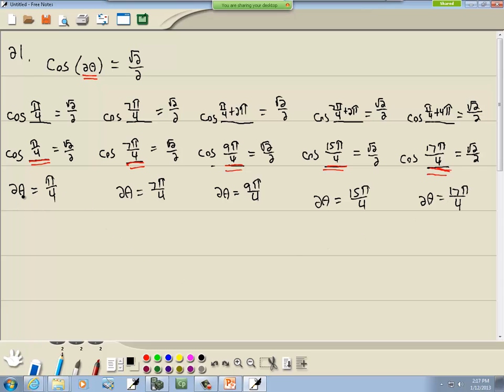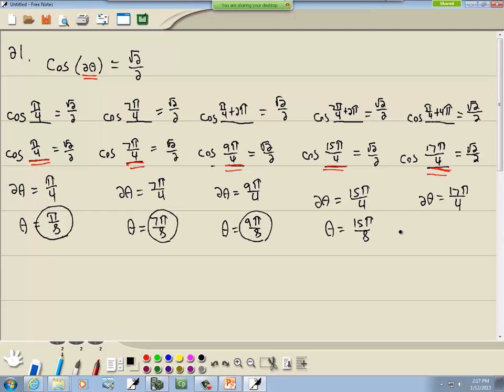Okay, now we want to solve for theta. We can multiply both sides by 1/2. So this gives us theta is equal to pi over 8. That's our first answer. This one, if I multiply both sides by 1/2, I get 7 pi over 8. This one, if I multiply both sides by 1/2, I get 9 pi over 8. You see the pattern, right? The 4 that's in the denominator just becomes 8. So this one is going to be 15 pi over 8. Now this one will be 17 pi over 8.